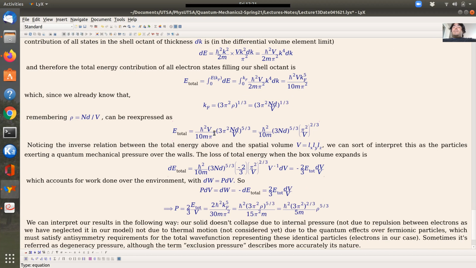Basically, there's an inverse relation between the total energy and the spatial volume. So that's important because by these considerations in terms of Pauli exclusion principle, we can interpret this as basically the particles exerting some sort of quantum mechanical pressure over the walls in the following sense. Let's think that the volume of the box expands, right? So that would mean that there will be a loss in total energy. And that is estimated basically by differentials.